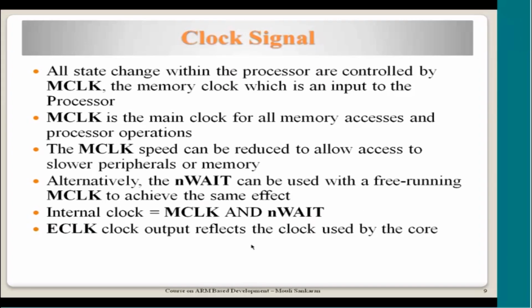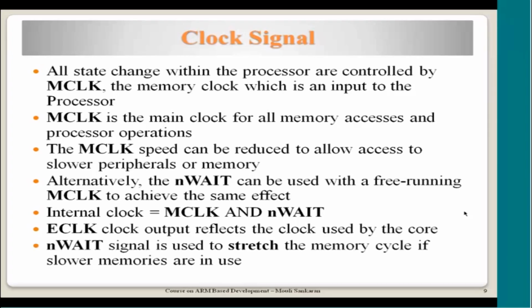This is another output pin coming out of the ARM processor core to show what the internal clock of the processor is. This ECLK is the output of these two signals which were fed into the processor. Now, as I mentioned, the nWAIT signal is used to extend the memory cycle if slower memories are in use. So this is all about the clock signal.